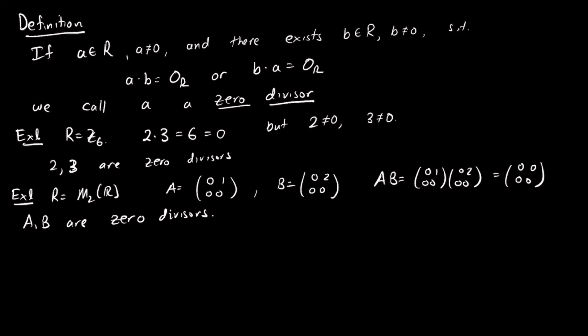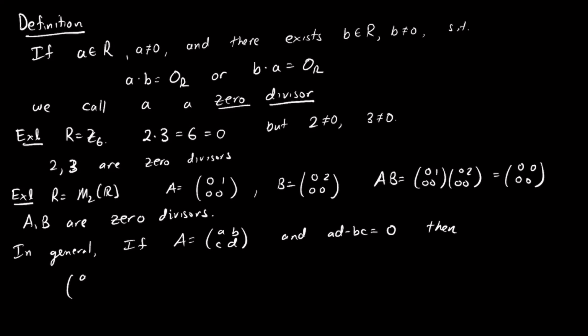And one thing we'll notice is that in general, if A is not invertible and non-zero, then A will be a zero divisor. So in general, if we have this matrix A, which is [a, b; c, d], and ad minus bc is equal to 0, then I can multiply it by [d, -b; -c, a]. And what is this going to give me?